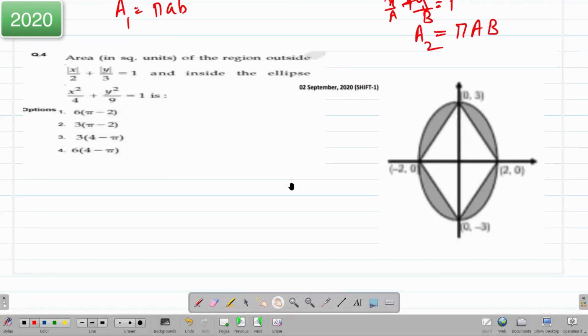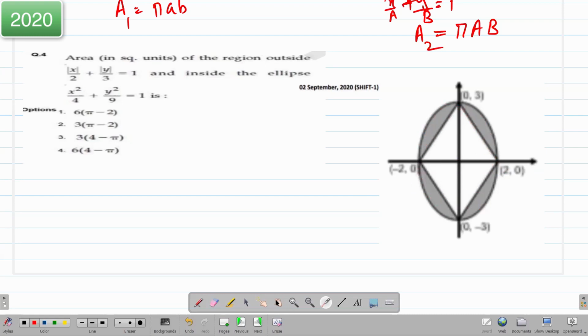And as we can see in this particular case, the area of the region outside mod of x by 2 plus mod of y by 3 equal to 1, and inside the ellipse x square by 4 plus y square by 9 equal to 1. Inside of the ellipse is this whole part, and outside of this is this part. So the common area is this shaded area.